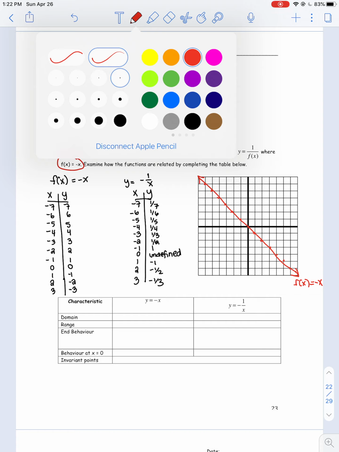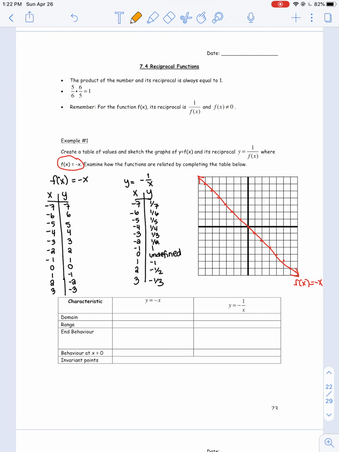Now what you're going to find is that where the graph goes through the x-axis is going to be undefined. So we call that a vertical asymptote. It's a vertical line that the graph is going to get close to but not touch. So it's going to become a dotted line. So this is going to be undefined. Where x equals 0, you make a vertical line that's dotted.